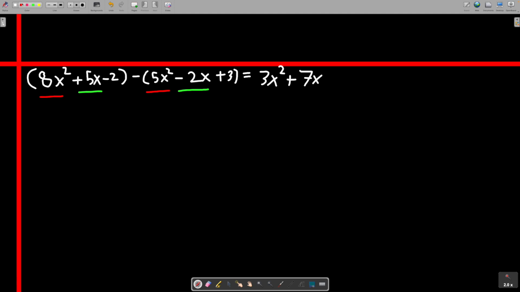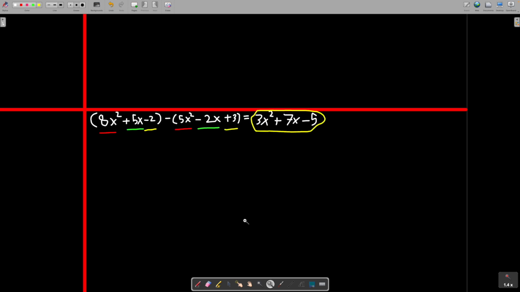And then last but not least, we're going to have negative 2 minus positive 3, which is negative 2 minus 3. That is negative 5. So that's basically the answer: 3x squared plus 7x minus 5. So that's it for subtraction and addition. Let's go and move on to multiplication.